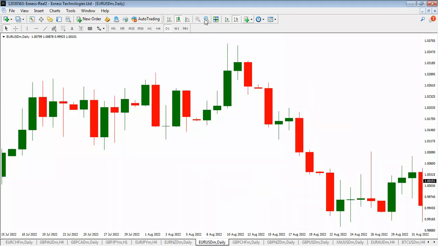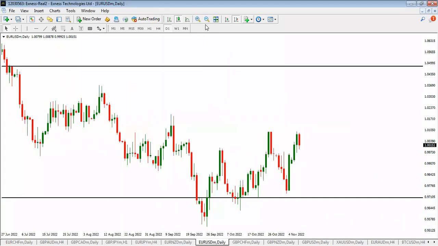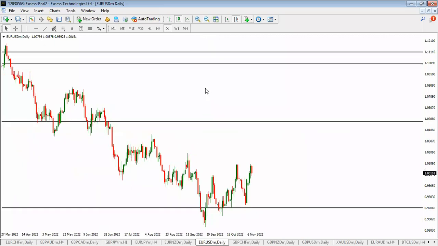Now this is Euro USD. I took a sell on this. If you're in my private group, you would have seen the setup. Now let me show you something, guys. If you look at this, let me erase everything.